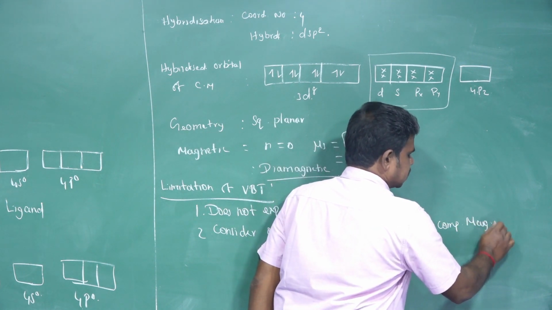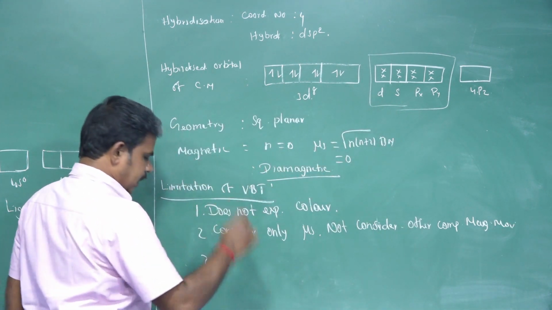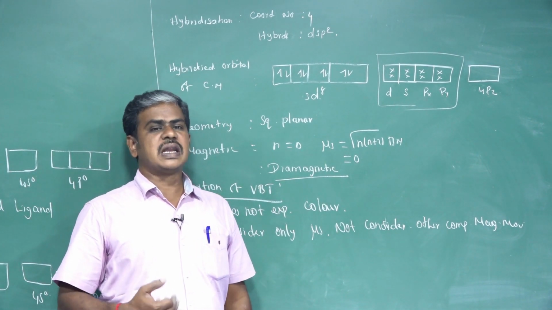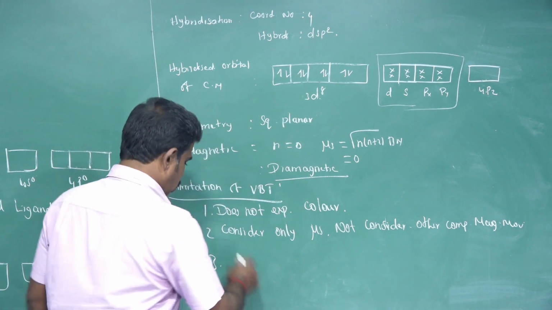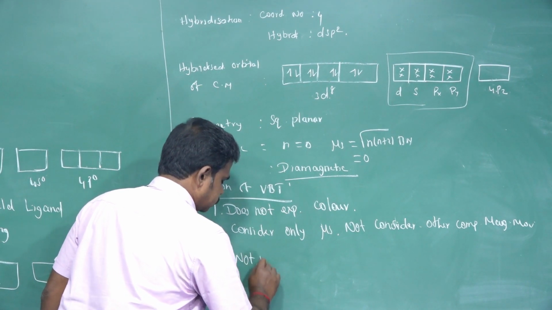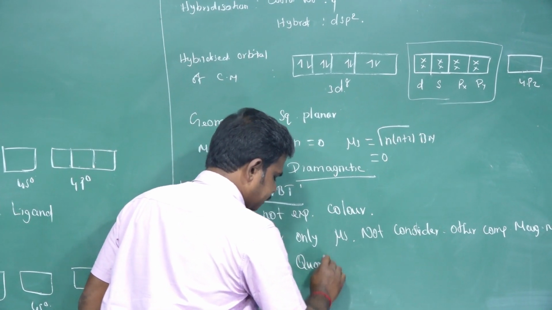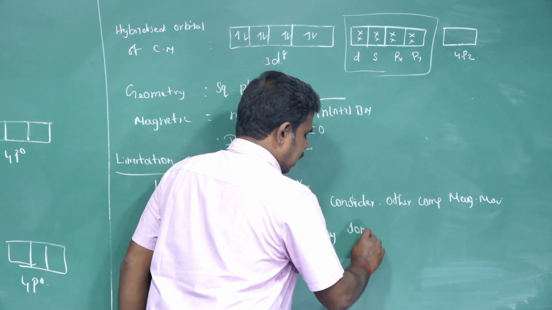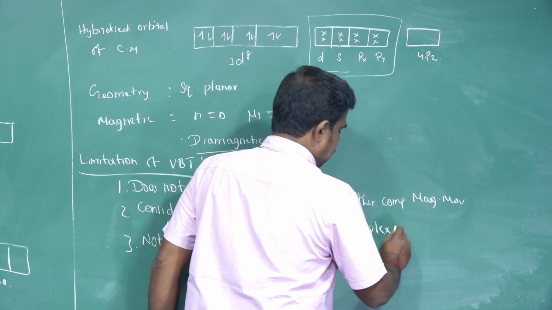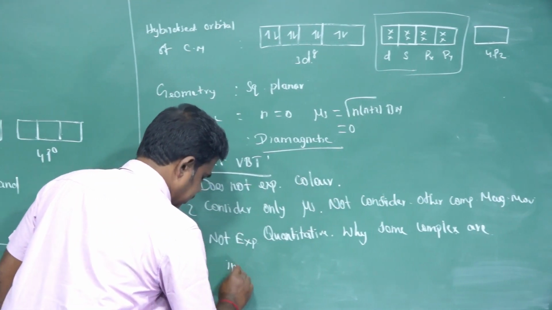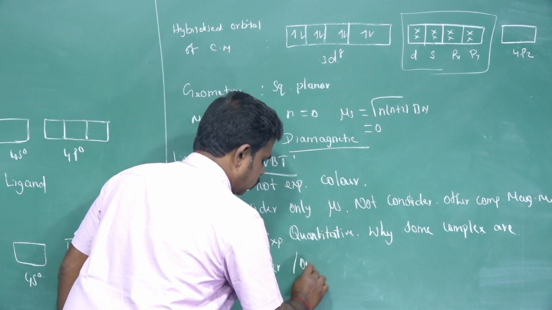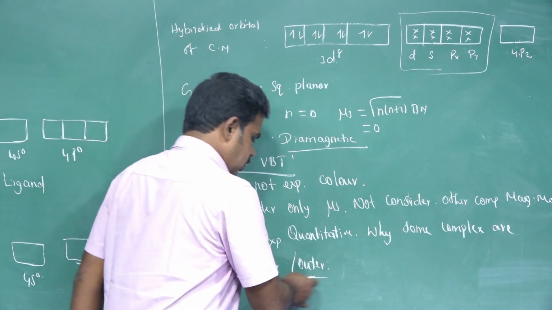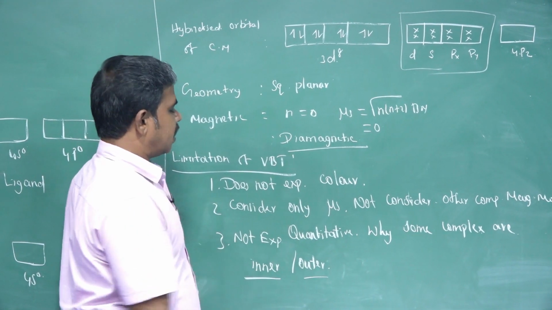Okay. And the third one: it does not explain quantitatively why some complexes are inner and why some complexes are outer. What are inner complexes? dsp2 or d2sp3. If it is outer complexes, sp3d2. So these are the limitations of VB theory.